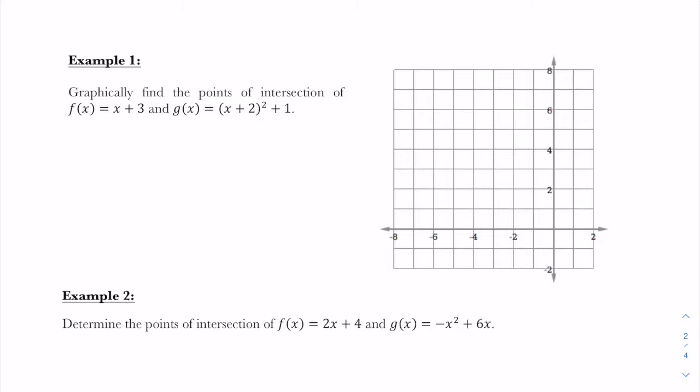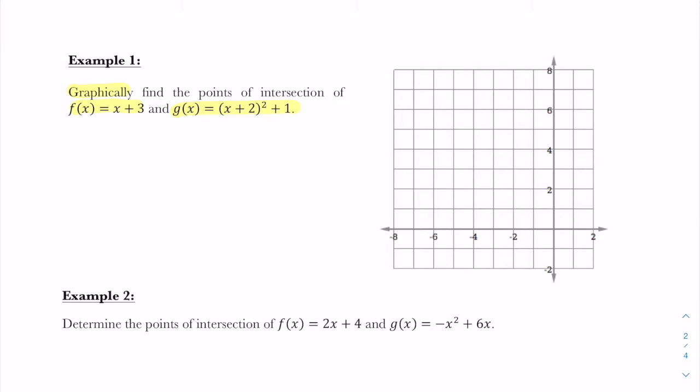In example 1, you're asked to graphically determine the points of intersection for the straight line f of x equals x plus 3 and the parabola g of x equals (x plus 2) all squared plus 1. Take a moment to pause the video. Graph each of the two functions on the grid provided, try to estimate the points of intersection visually, and when you're ready, click play to resume.